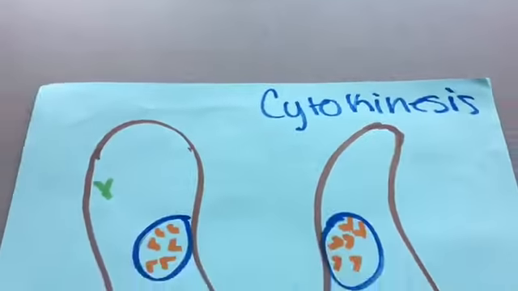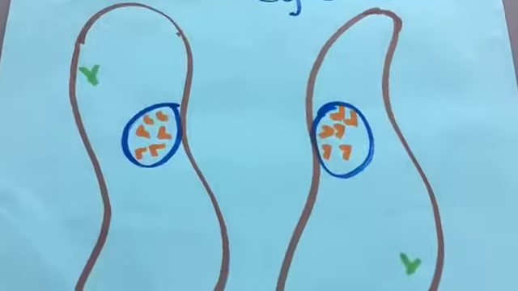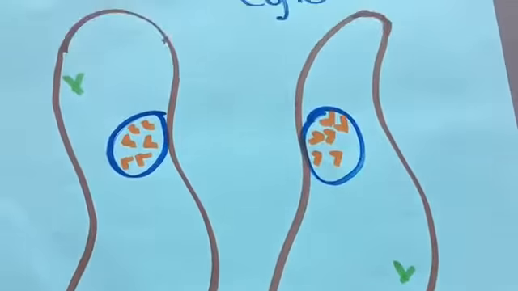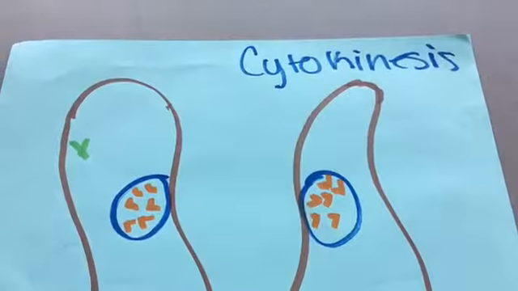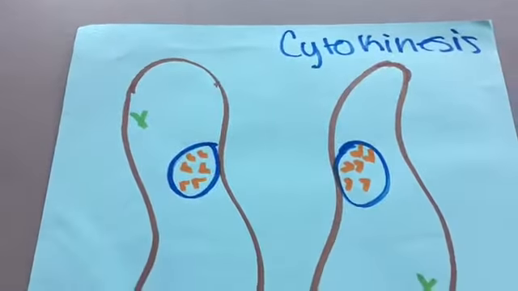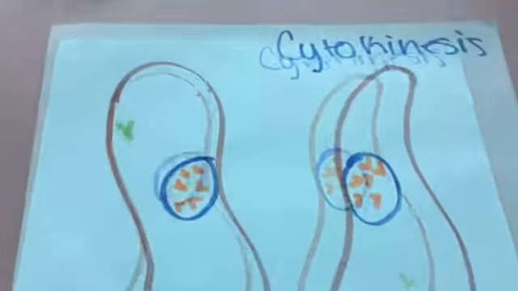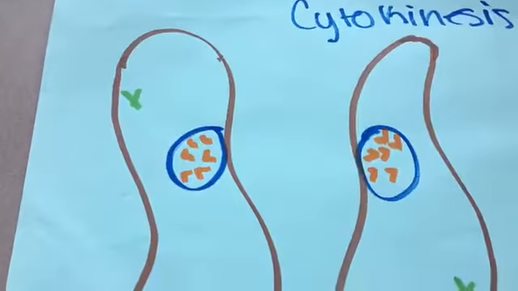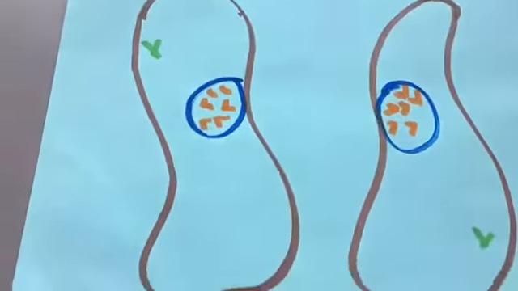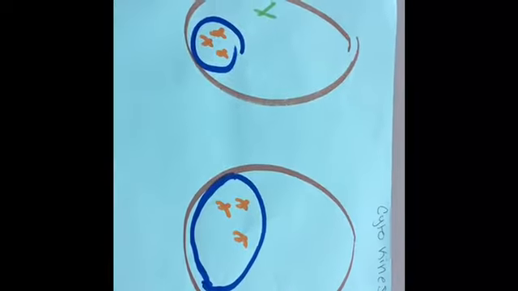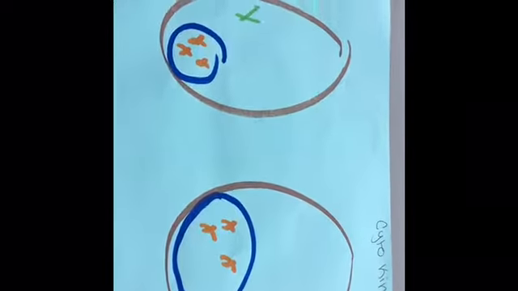This is just an image of cytokinesis in the mitosis cells. What happens here in cytokinesis is that they split to make two new cells in mitosis. The same thing happens during cytokinesis in meiosis. It splits to make two new cells.